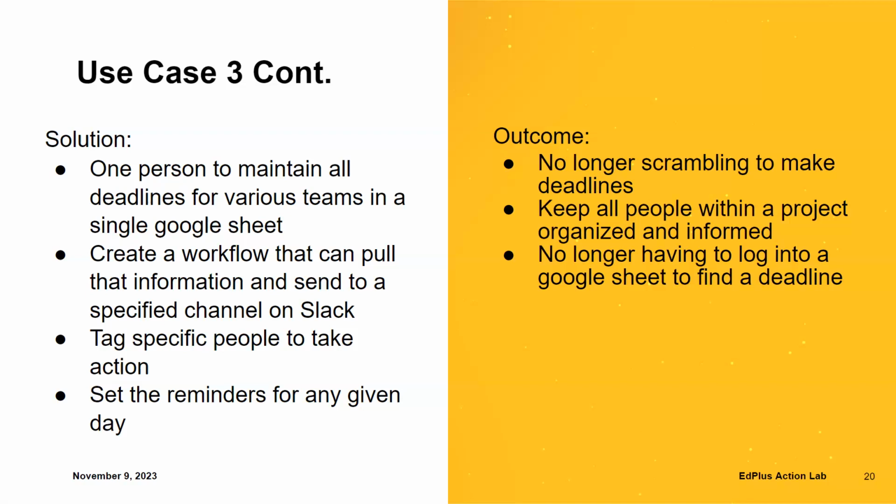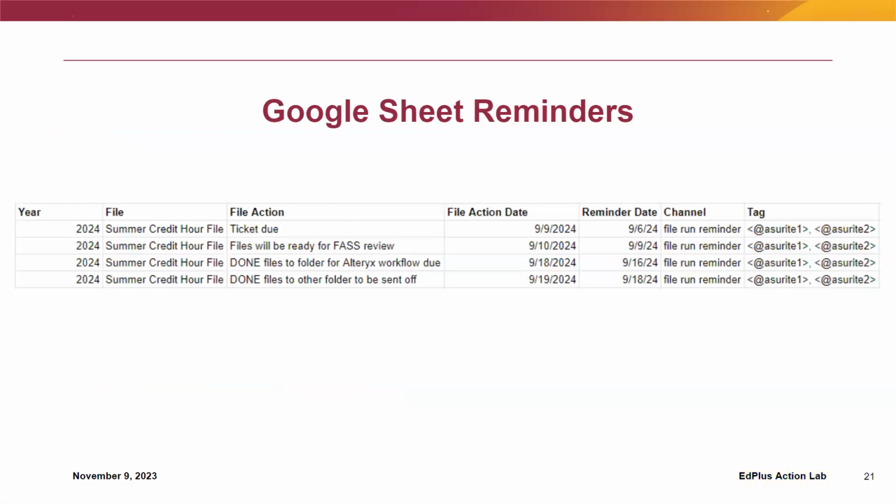And so the outcome was we're no longer scrambling to make deadlines. You're not like, oh, that's today, or oh, that was yesterday. It keeps all the people within a project organized and informed. And we're no longer having to log into the Google Sheet to find the deadline. It's all easy to find and know. And you were tagged in that, so you can't say you didn't know.